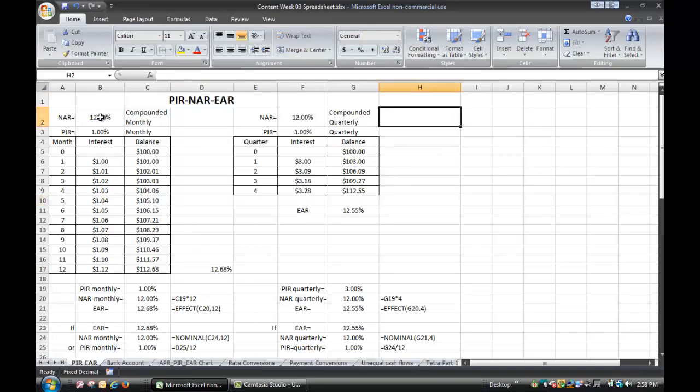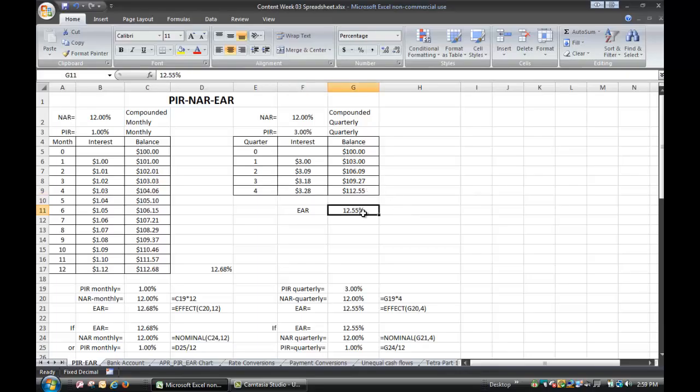If again we start with an NAR of 12%, only this time it is compounded quarterly, and we want the periodic interest rate for a quarter. There are 4 quarters in the year, so we divide 12% by 4 and get 3%. At the end of quarter 1, we take 3% of $100 and get $3, so the balance is $103. Into quarter 2, we take 3% of that, which is $3.09. We get a balance of $106.09.